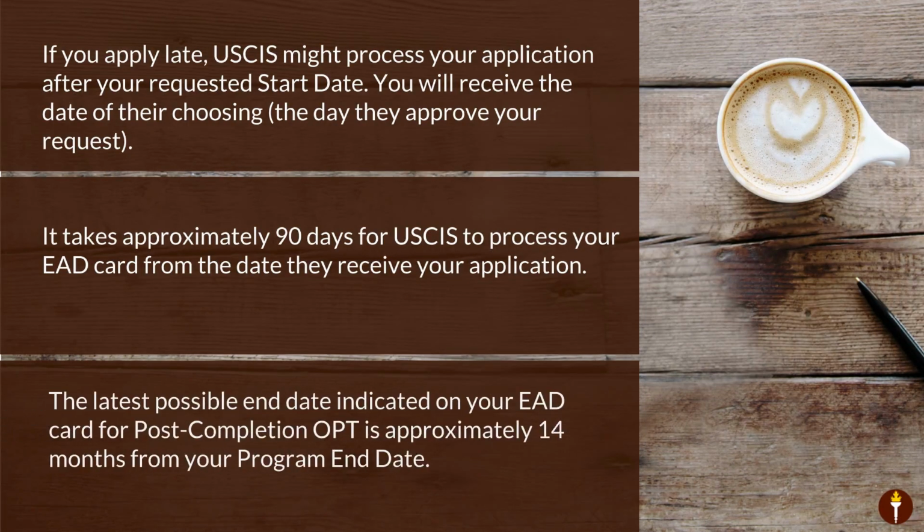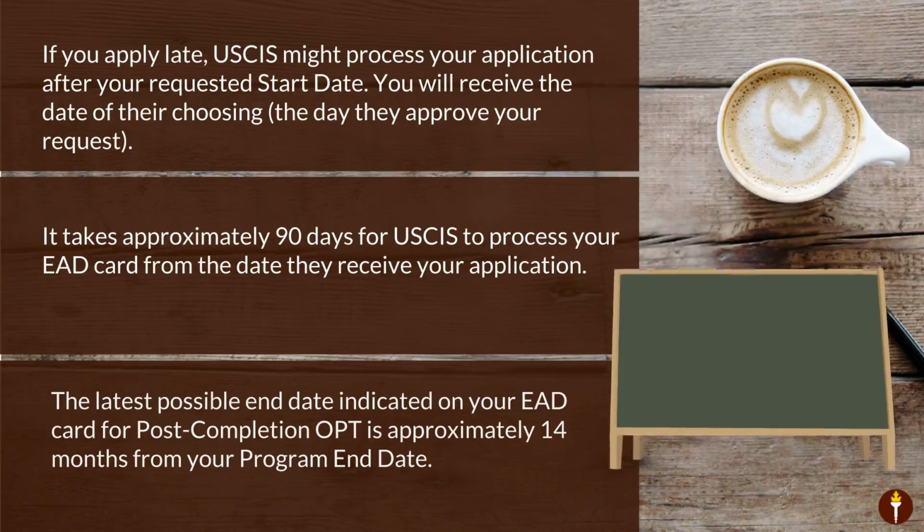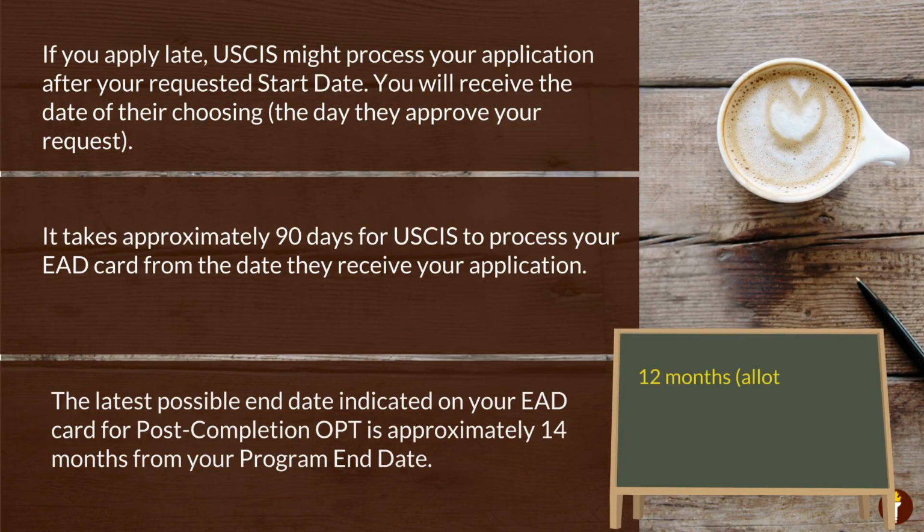The latest possible end date indicated on your EAD card for post-completion OPT is approximately 14 months from your program end date. 14 months is derived from 12 months of allotted post-completion OPT plus about 2 months, 60 days, of your grace period.